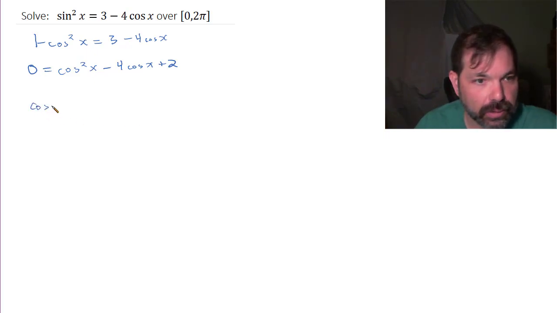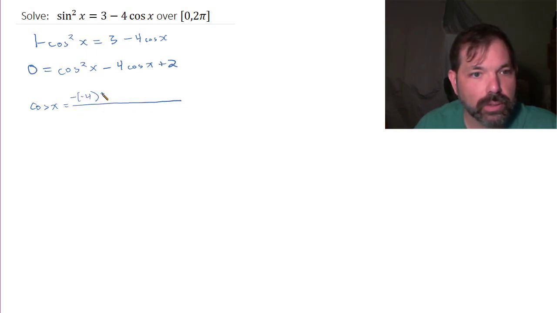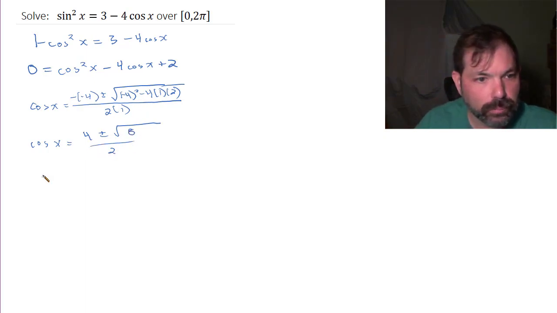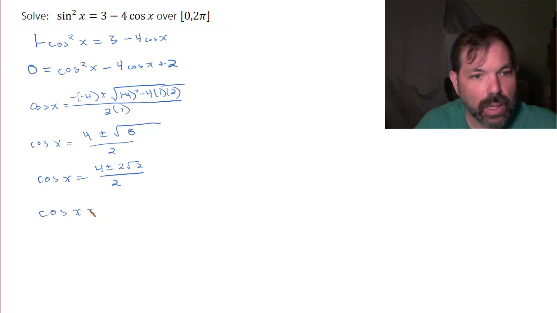So cosine x is equal to the opposite of negative 4, plus or minus the square root of negative 4 squared, minus 4 times 1 times 2, over 2 times 1. Cosine x is equal to 4 plus or minus the square root of 16 minus 8, which is 8, over 2. Cosine x is equal to 4 plus or minus the square root of 8, which is the same as 2 times the square root of 2, over 2. So cosine x is equal to 2 plus or minus the square root of 2.